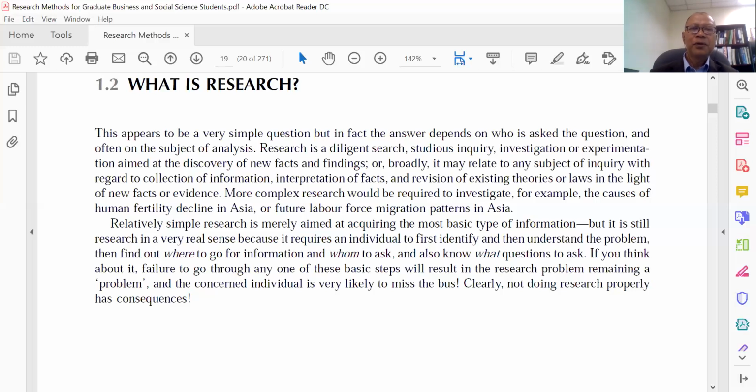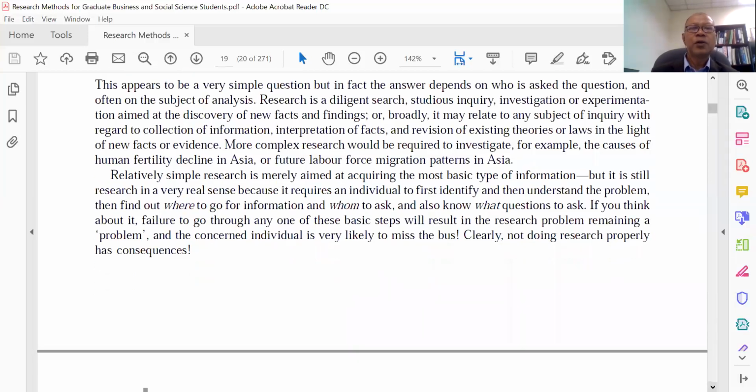So any research, whether a simple research or a complicated research, will have to go through these steps or processes that we call scientific approach.